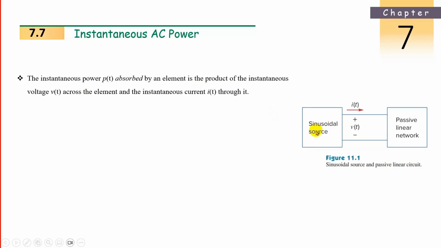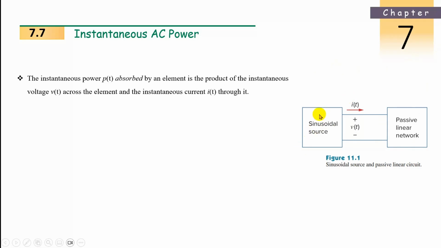So this is a source and this is the element, or we can call it the load. So where the power is coming to be absorbed. The instantaneous power P of t absorbed by an element is the product of the instantaneous voltage V of t across the element and the instantaneous current I of t. So V of t times I of t is nothing but the power absorbed by this linear network.